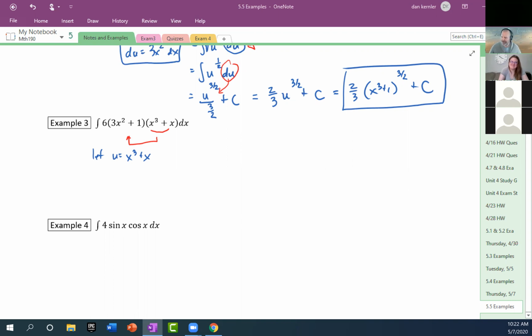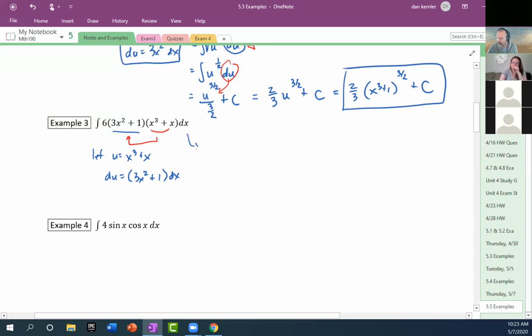Okay. So when we find du here, we take the derivative, 3x squared plus 1, and then dx. And now you might have some misgivings, like these always seem to match perfectly. What happens if they don't match perfectly? Sometimes you have to adjust it. Well, these are the first examples. The first examples, they match perfectly. They won't always match perfectly.